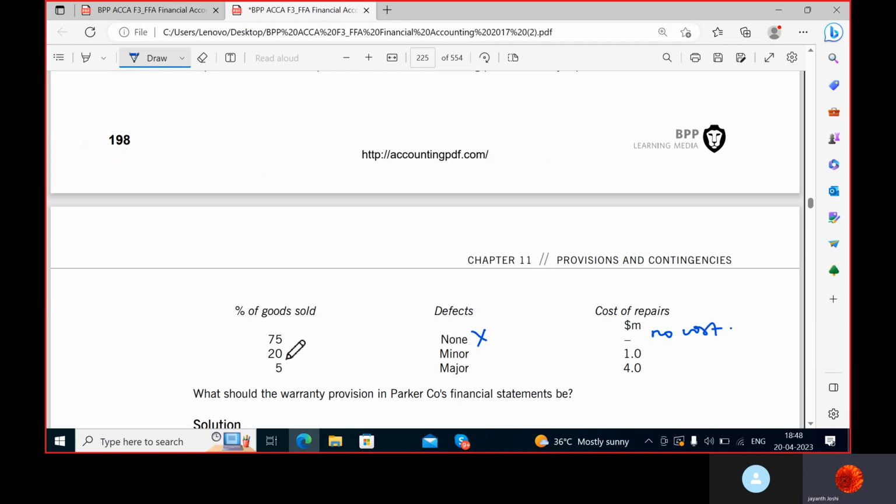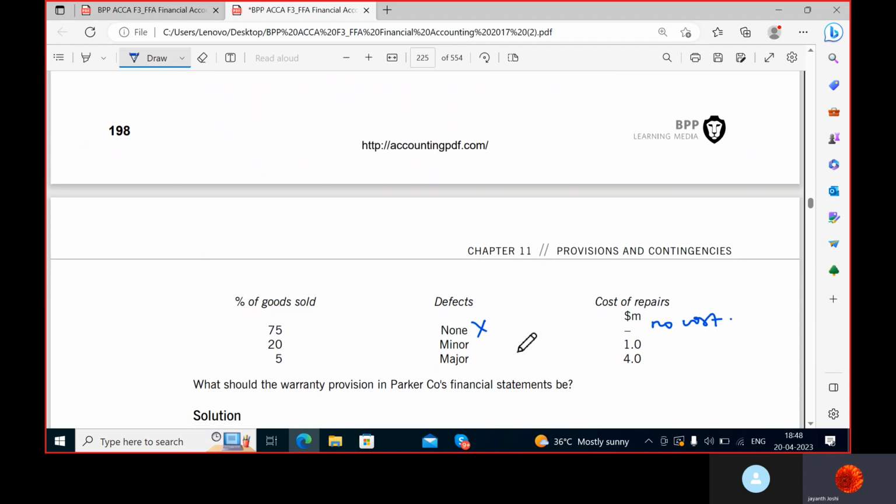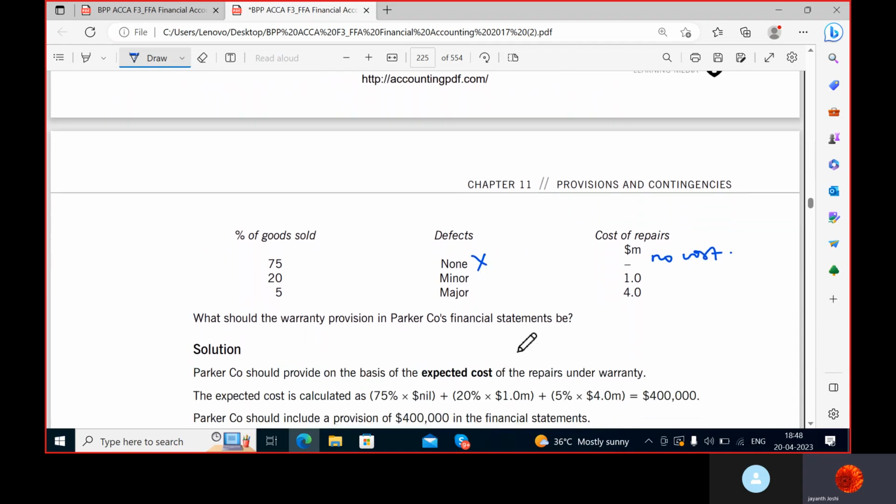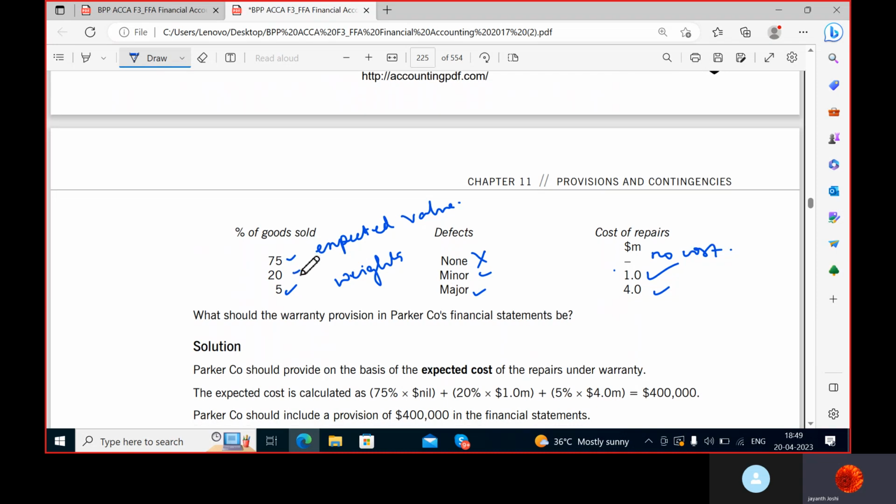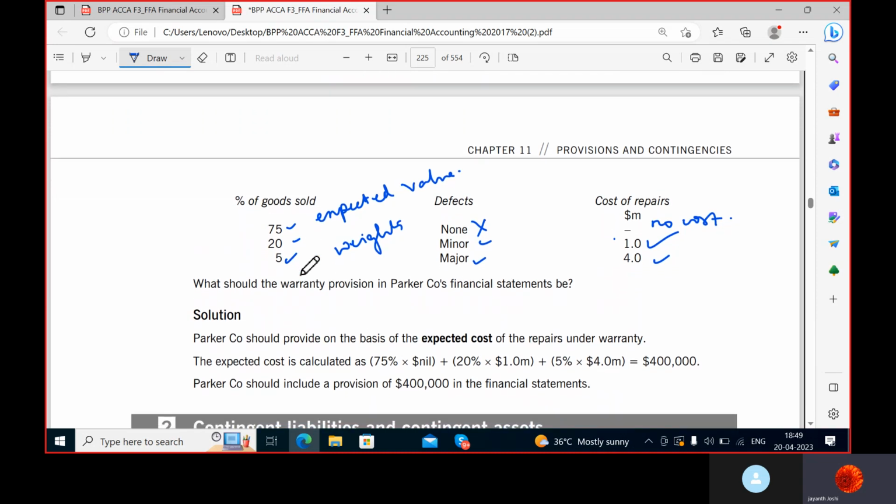No cost of repairs. In 20% of goods, there is a minor defect, and for this minor defect, we are going to incur a cost of $1 million. In 5% of goods, there is a major defect, so that will cost us $4 million. So here, under the expected value approach, we are going to find the value of the provision. We read in the definition that it should be based on the weights of various items. So here the goods are divided into 3 categories.